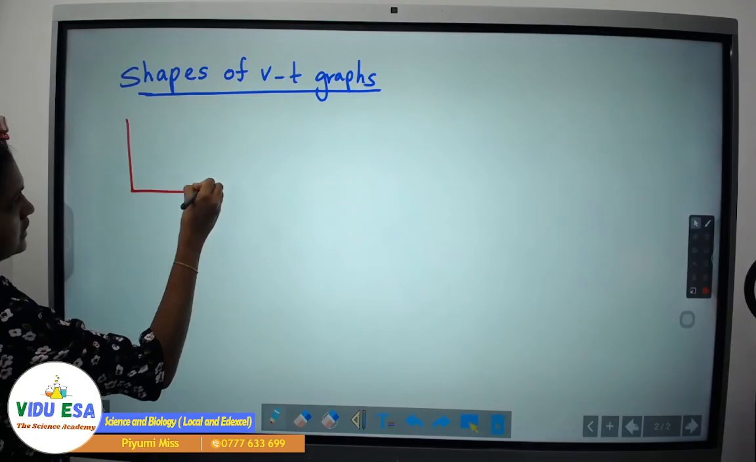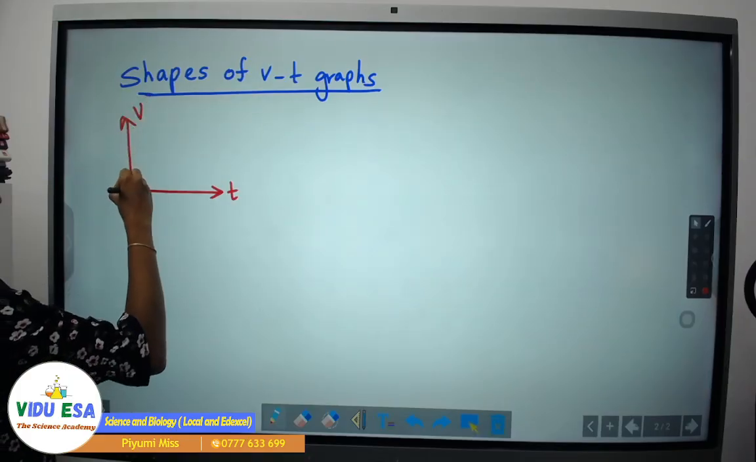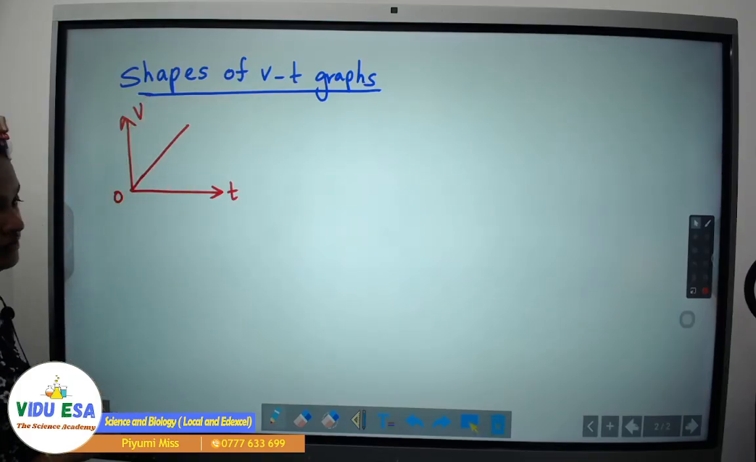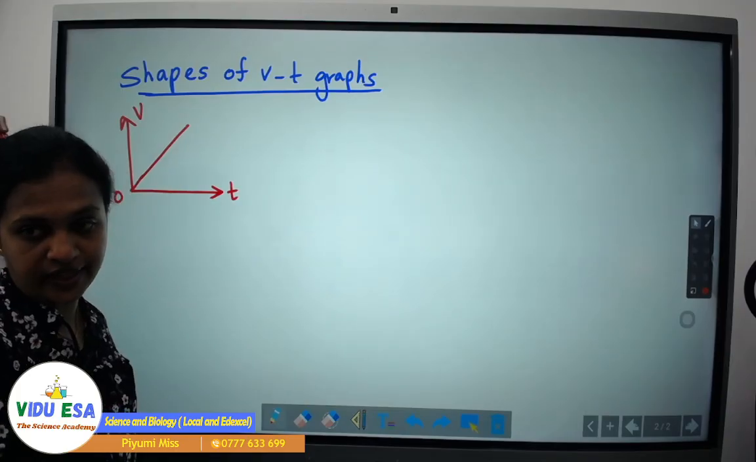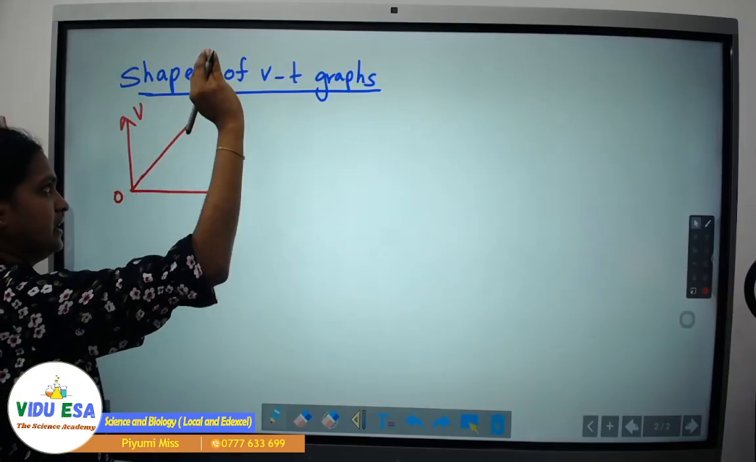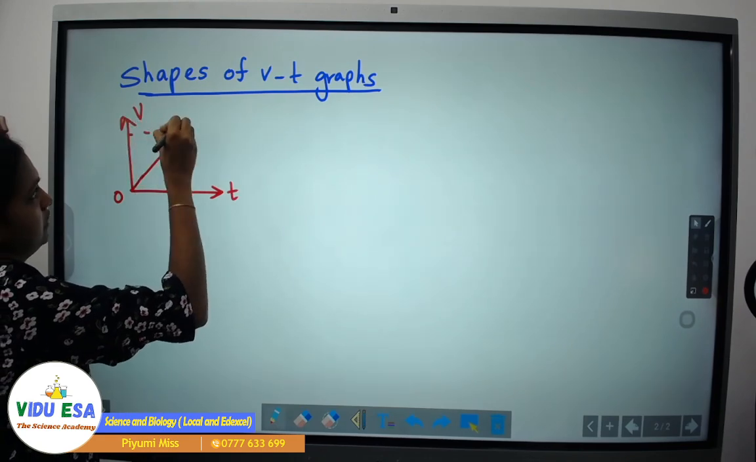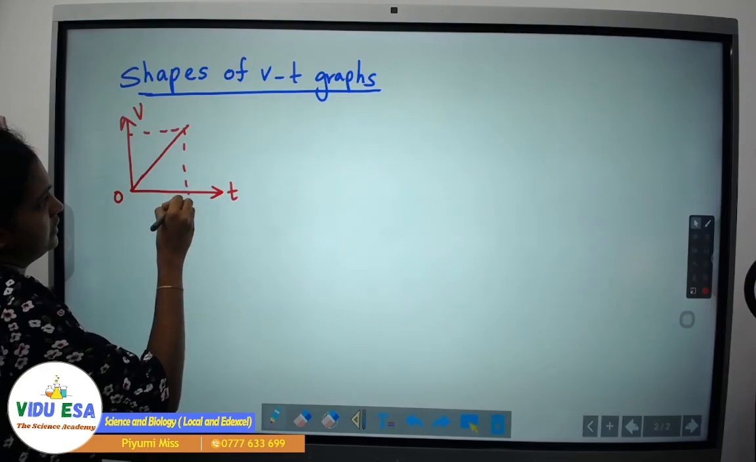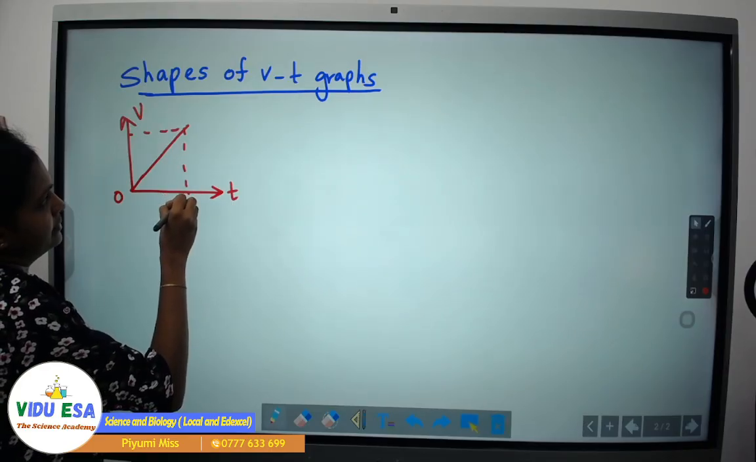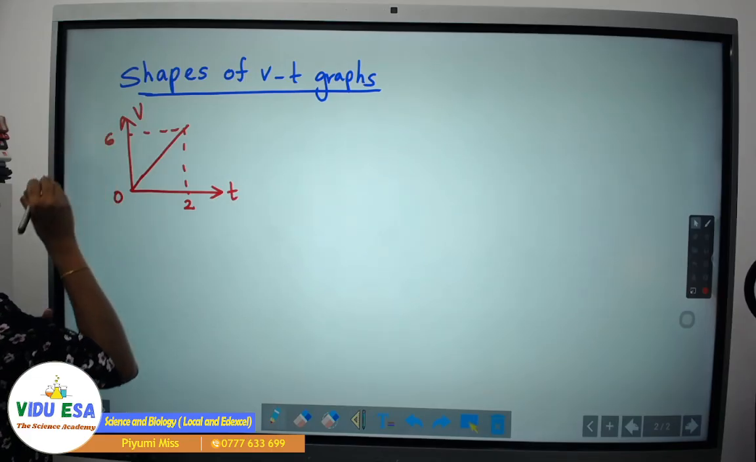First one will take something like this. One with a positive gradient like this. Positive gradient. When we take the slope, we'll say that here the time value is 2 and here the velocity is, we'll say, 6.